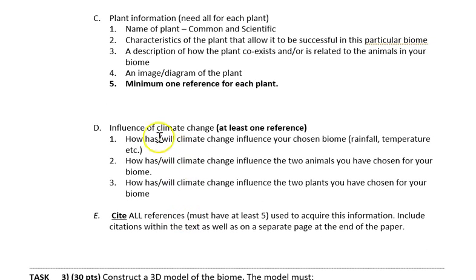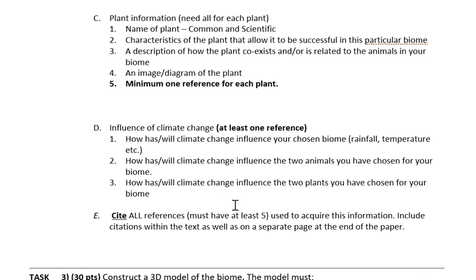Now, the last section of this, which is just important, is to look at the effect that climate change is going to have on your particular biome. Now, if all you write is it's going to get hot, that's not going to get you many points. Climate change is a very general term. Some places may get colder, some places may get more rain, some places may get less rain. So you have to be specific to your region or your biome in the world.